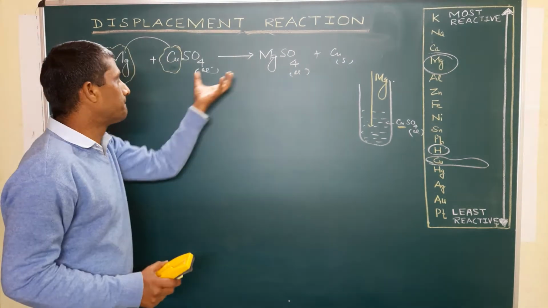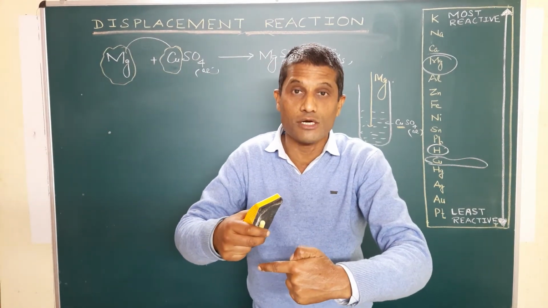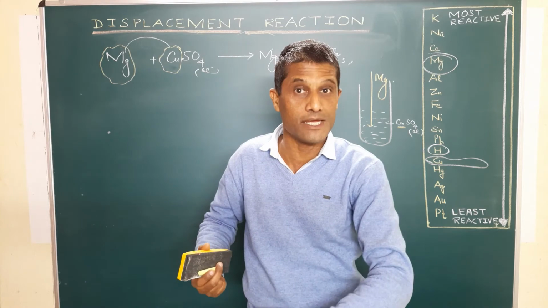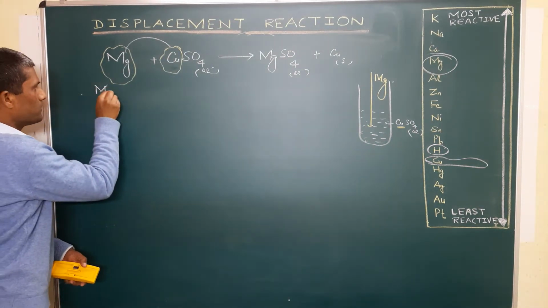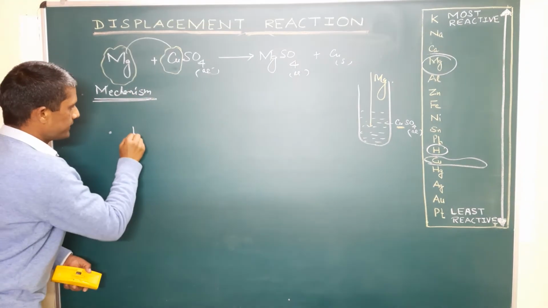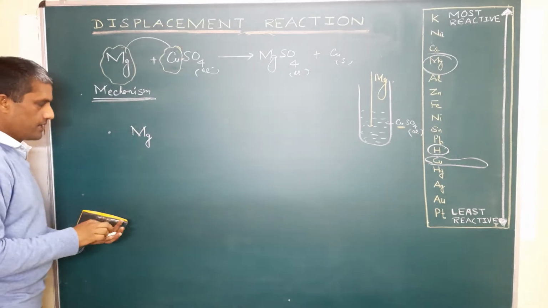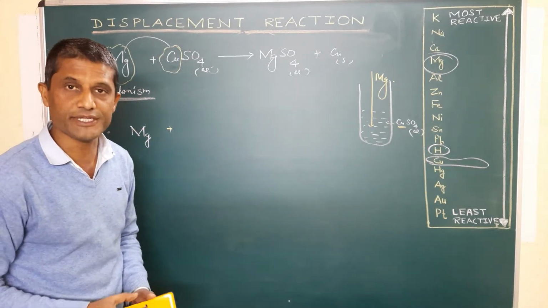Now this is the simple way, but we must know how that displacement has occurred, and this is where the mechanism comes into play. So let us see here. I'm just moving towards the mechanism. Here it is magnesium, and this is copper sulfate. You have taken copper sulfate or cupric sulfate in aqueous form.